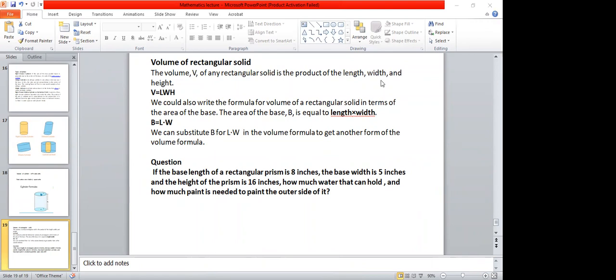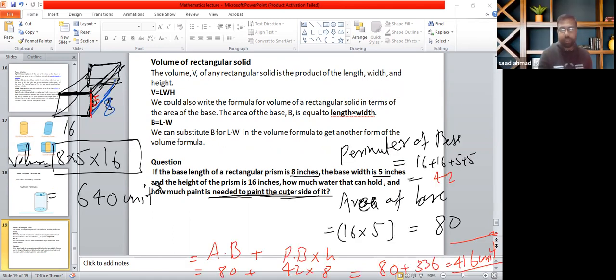How did you get 42? Here we are looking for the perimeter. This side is 16, so this one will also be 16. If this is 5, this one will also be 5. So 16 plus 16 is 32, and 5 plus 5 is 10. So 32 plus 10 is 42. That's the perimeter. Perimeter is the length of the boundary of this thing.